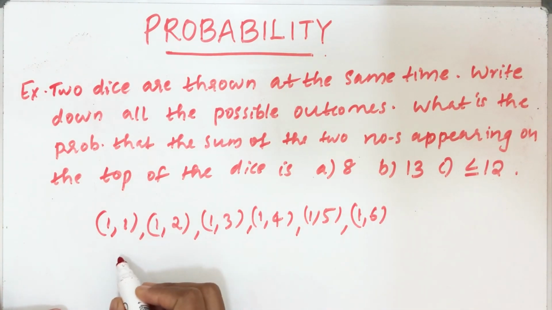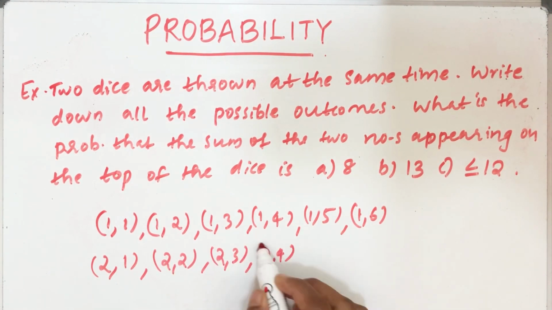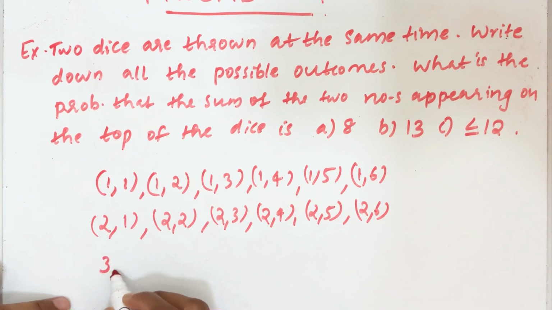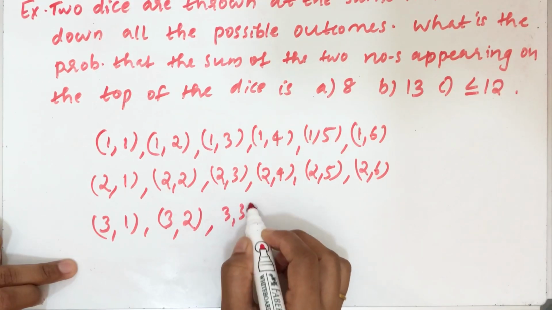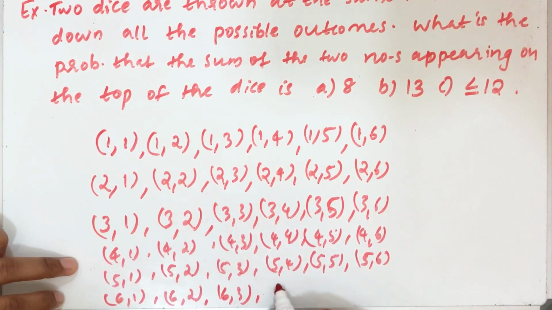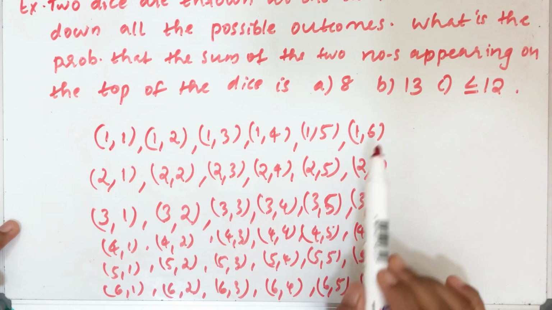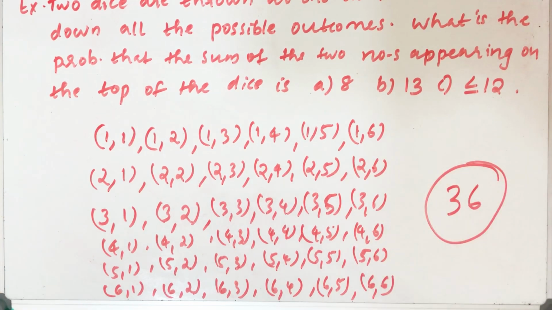Like that, the next case is first die showing 2 and all the options of the second die: 2, 1, 2, 2, 2, 3. Third case, first die showing 3 and second die 1. Like that, first die 3, second one 2. So here we have the first row 6, second row 6 and the last, 6th row 6, that is 6 into 6, 36 possible outcomes here.